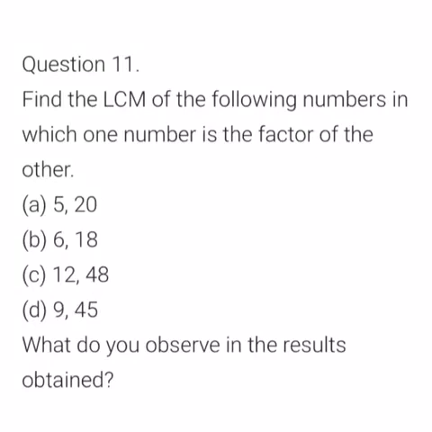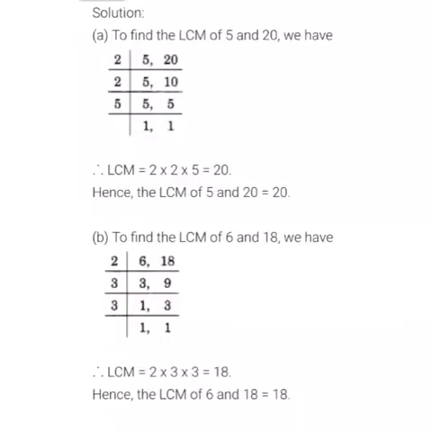Now the last question of this exercise: find the LCM of the following numbers in which one number is a factor of the other. Children, the first one is 5 and 20. So we will find the LCM of 5 and 20, and the LCM of 5 and 20 is 20.